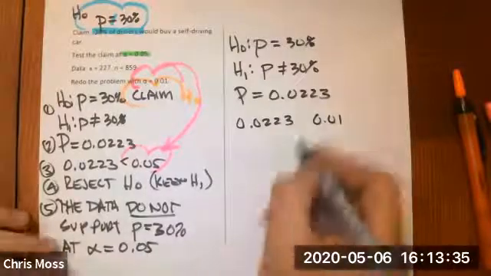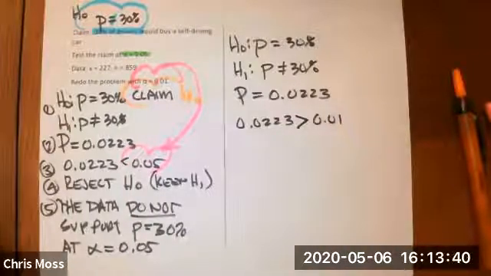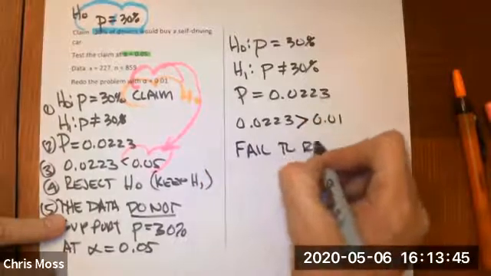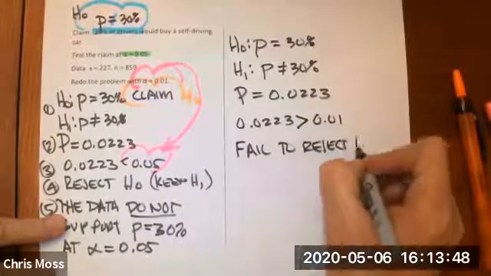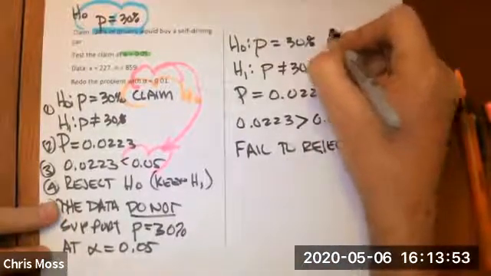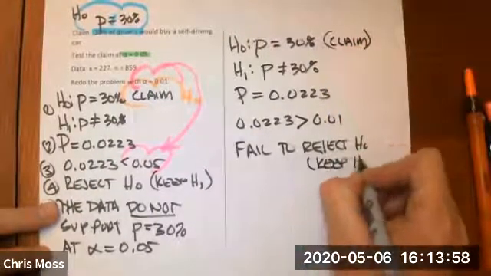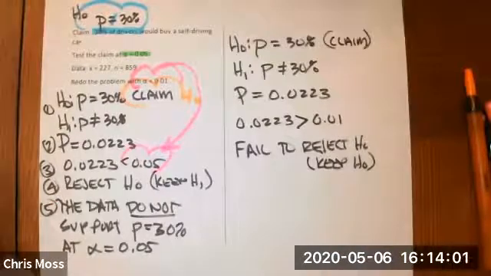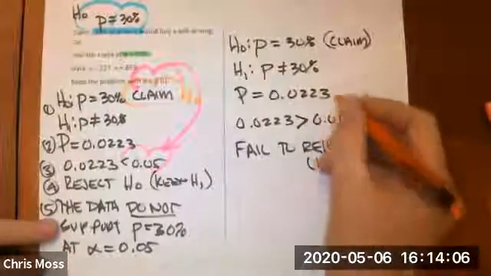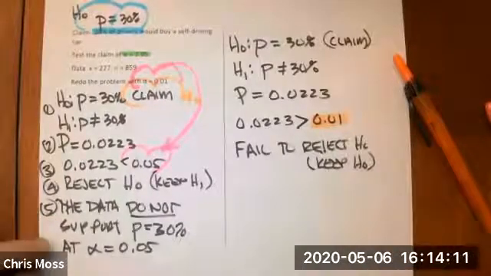Now, when I make my comparison here, because my alpha is so much smaller, my p-value is now larger than the alpha. So now we fail to reject the null hypothesis. And that was my initial claim. So that means I am going to keep the null hypothesis. Now, when my alpha drops to the 0.01 level, that changes the way I state the outcome.